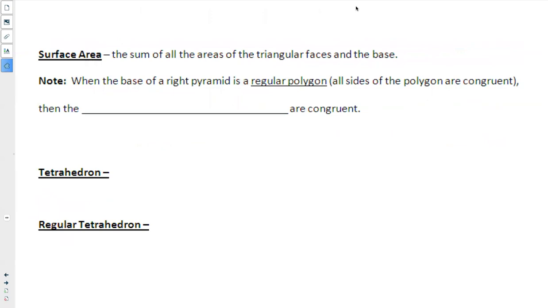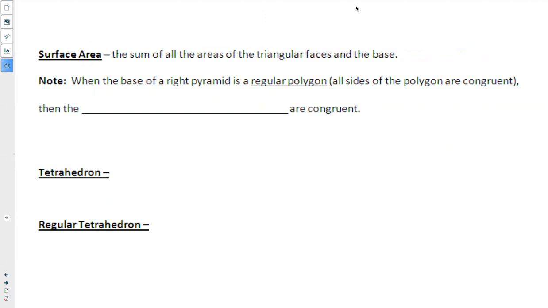Okay, so surface area, this term should be familiar to you. This is going to be the sum of all the areas of the triangular faces and the base. So surface area is just the area on the outside of the surface of the shape.